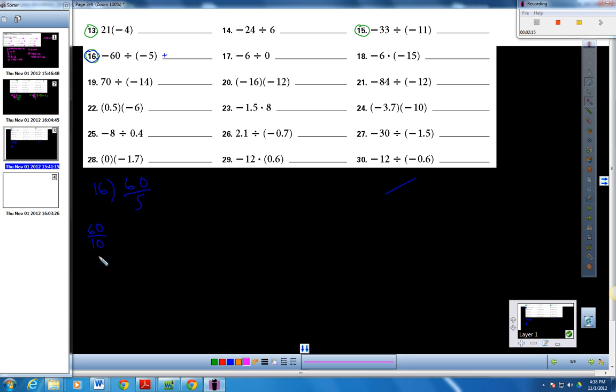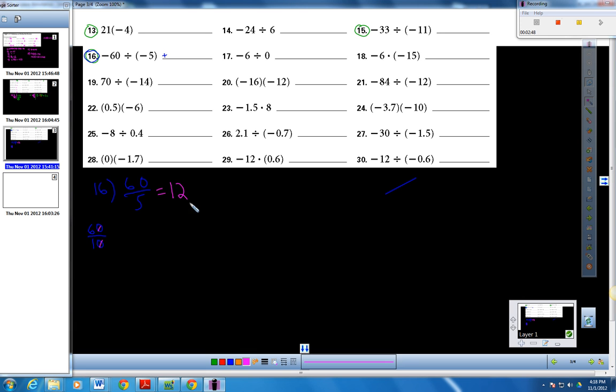Okay, 60 divided by 10, I know, would be 6. I can just take those zeros out of the equation. So if I were to divide by 5, I know there would be twice as many groups as if I divided by 10. Twice as many groups means I'm going to double whatever 60 divided by 10 was. So I know that 60 divided by 5 is actually equal to 12.